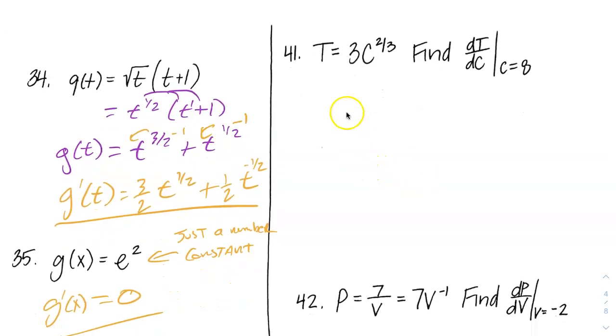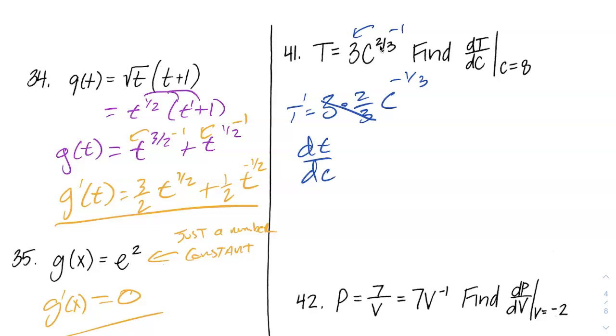So now this one, t equals 3c to the 2/3. Find dt/dc. So that means that c is your variable. So just pretend that's an x. That's all that is. So take a derivative. Bring this down, subtract 1 off. If we bring that down, you're left with 3 times 2/3 c to the negative 1/3. Right? These cancel. So my dt/dc, the derivative with respect to c, equals 2c to the negative 1/3.